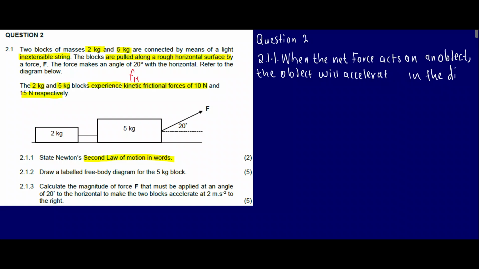Sorry, I wrote acceleration. It's a mistake there. The object will accelerate in the direction of the net force. And now, this is the most important statement of the law, right? You talk about when this net force acts on an object, and then you talk about what happens. The object will accelerate in the direction of the net force.